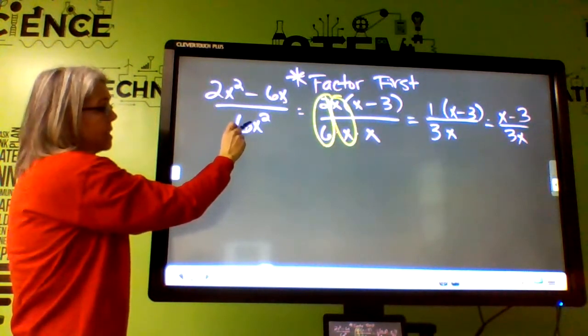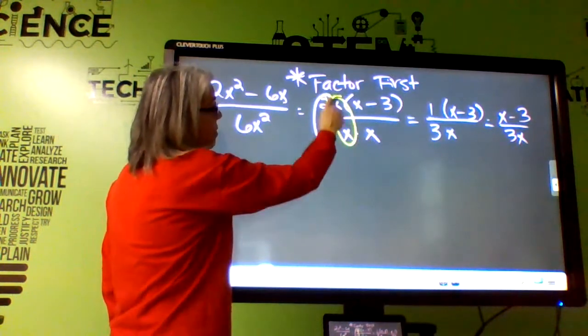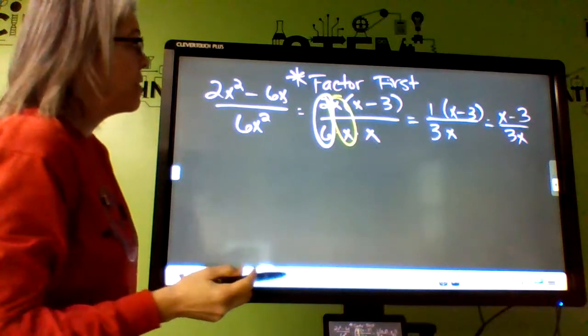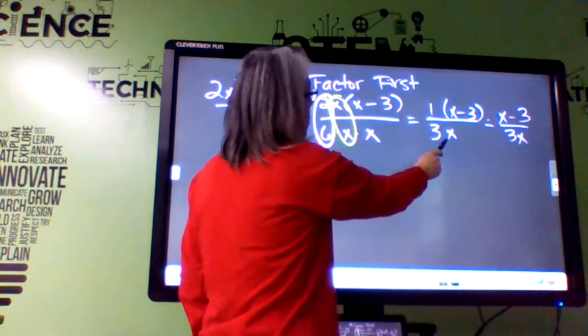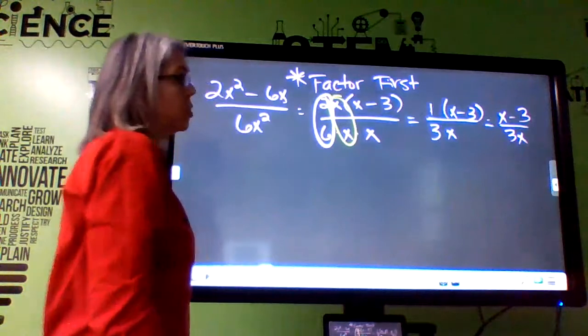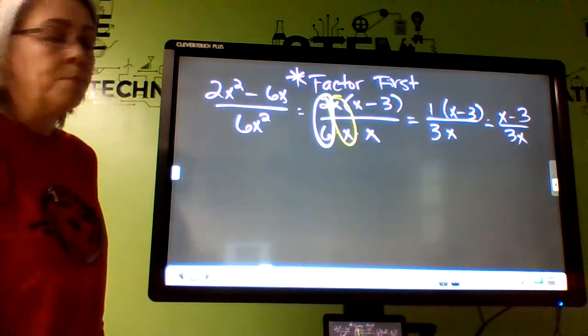This is just 6 times x. So here is in common and here is in common. So we can factor those, sorry, we can simplify those and we're left with 1/3 and then x minus 3 over x. When you put those together, you have x minus 3 over 3x.